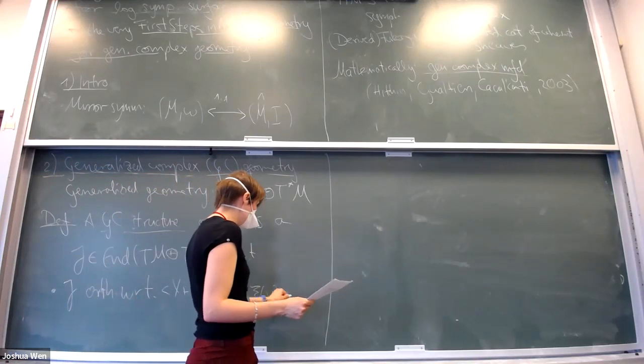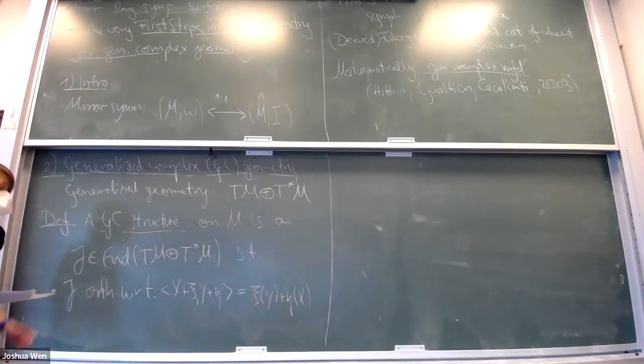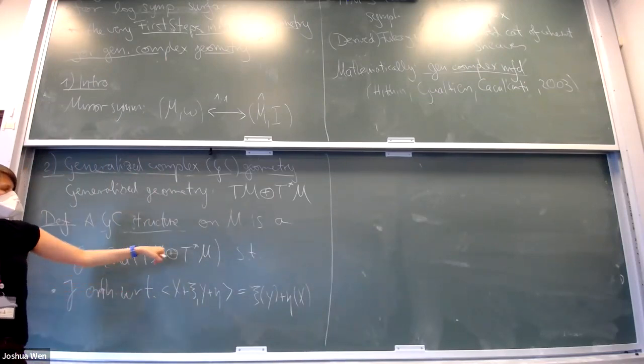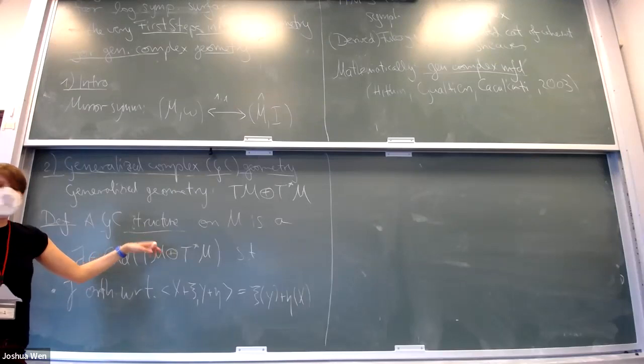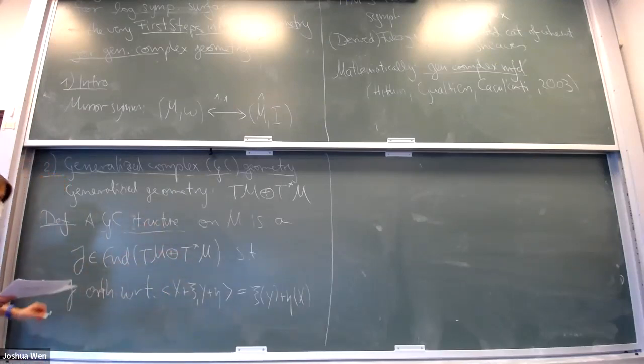So like this. This is a split signature bilinear form. So if the dimension of M is n, then the rank of this bundle is 2n, and the signature of this is n. Okay, so we require orthogonality.